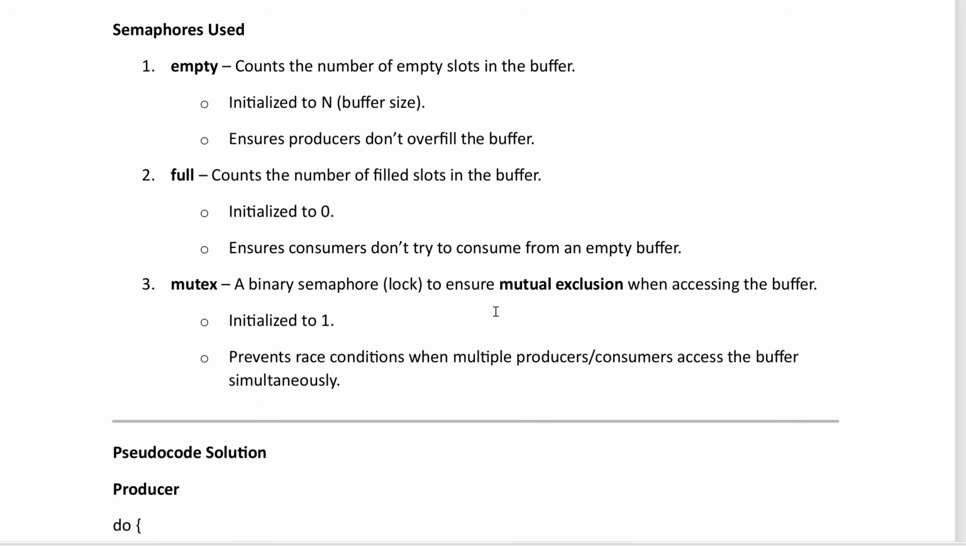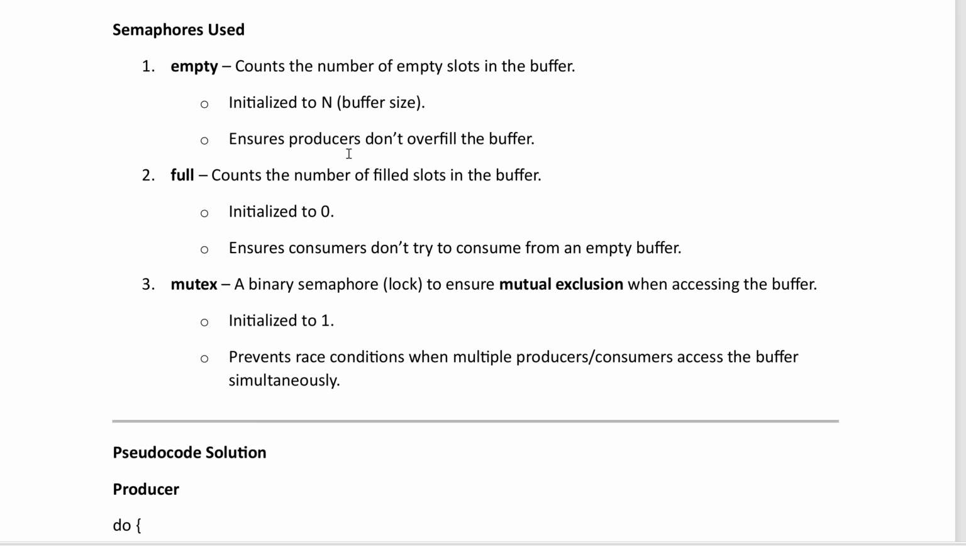In this case, we will be using three semaphores. One is called the empty semaphore, the second the full semaphore, and the third is called the mutex semaphore. The empty semaphore will count the number of empty slots in the buffer, which can be filled by the producer, where the producer can add an item. The empty semaphore is initialized to capital N, that is the size of the buffer.